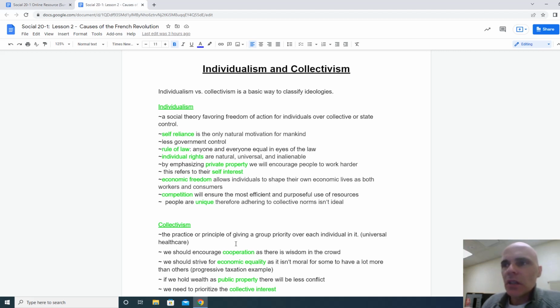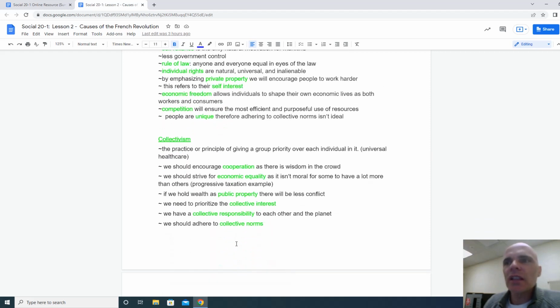Economic freedom allows individuals to shape their own economic lives as both workers and consumers, and it is seen that through competition, we can ensure that the most efficient and purposeful use of resources will be made. Ultimately, socially, politically, economically, people are seen as unique, and therefore adhering to collective norms isn't ideal because we're not all the same. In contrast, we had collectivism.